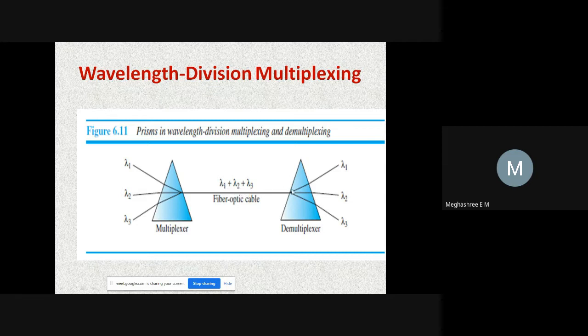The same is delivered at the receiver. So this demultiplexer follows the reverse process of this. That means it splits up the light which is received at the receiver end with the help of the demultiplexer. Okay, that is about the implementation of wavelength division multiplexing.